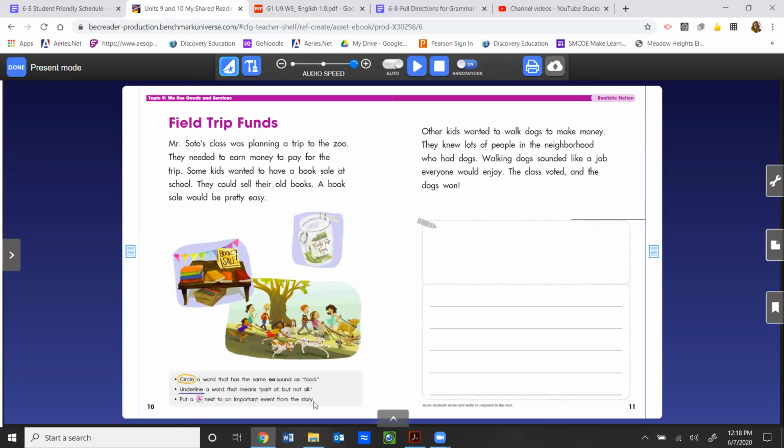Down here is where you see the annotation directions. First, read or listen to the text, and then you are going to circle a word that has the same oo sound as in food. Then you're going to underline a word that means part of but not all. And then you're going to put a star next to an important event from the story.